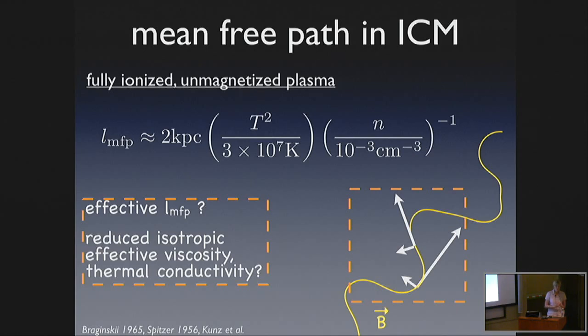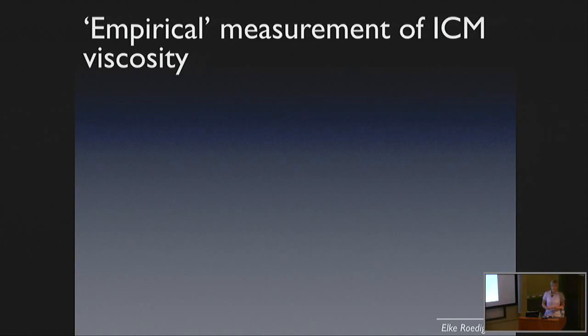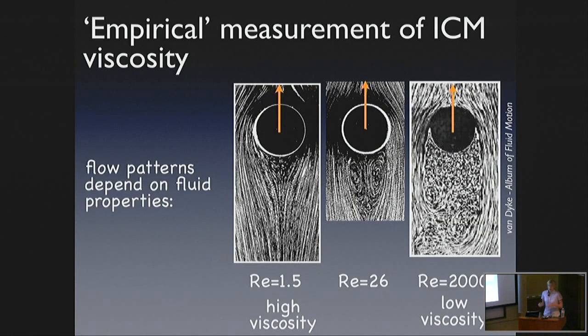Whatever their results will be, at the end we need to confront the observations, and we wanted to do part of that step by taking an empirical approach and trying to empirically measure the effective viscosity, in this case, of the ICM. So the idea is pretty simple. Imagine we could make a fluid flow experiment. Imagine we could take some object and drop it into a galaxy cluster and watch the ICM flow around this object.